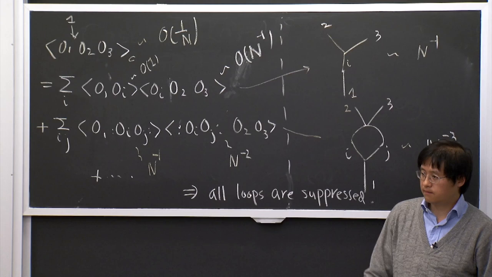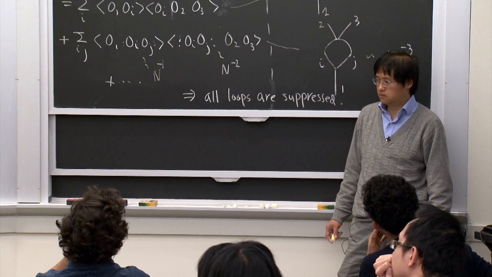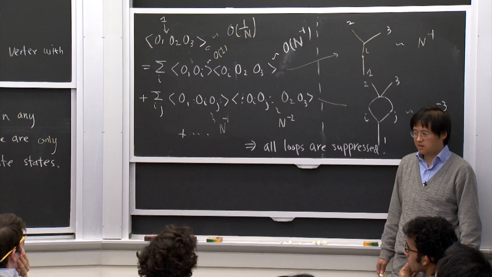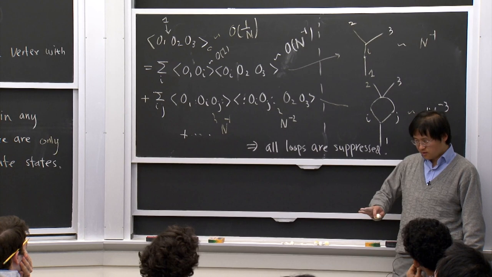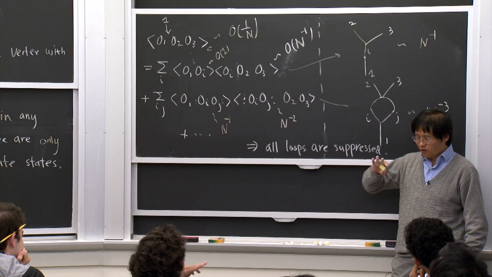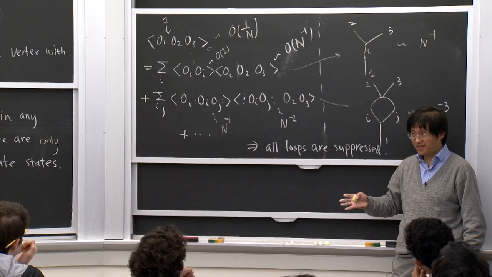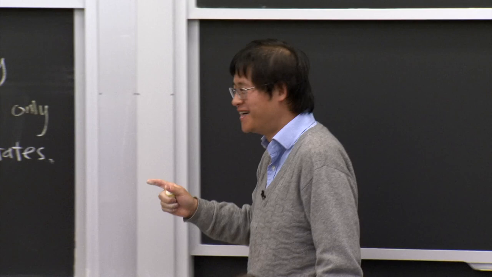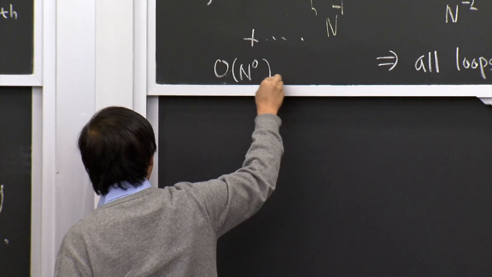So how many operators like O_i O_j can you construct? Oh, it's an infinite number of them. Right, it's an infinite number of them, but compared to the large n limit, it's still order one. It's infinite, but it's order n to the power zero. OK.